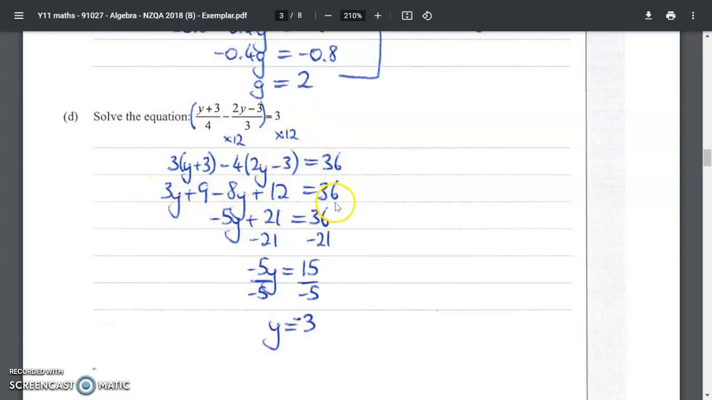Expanding the brackets, we get this. Simplifying, we get this next line. Subtract 21 from both sides, we get this line here. Divide both sides by negative 5, we get y equals negative 3.